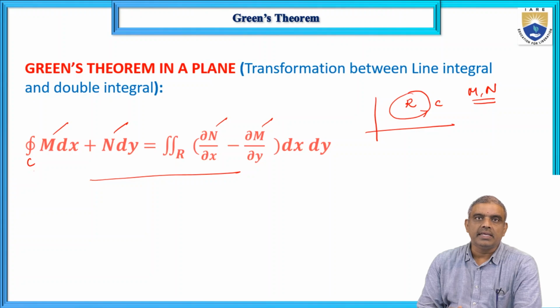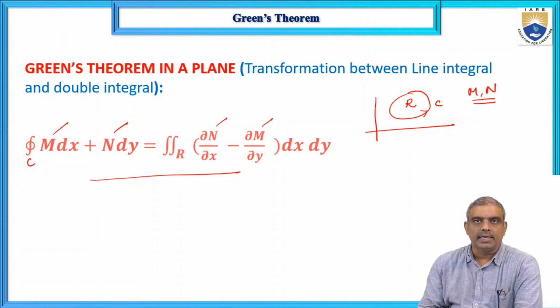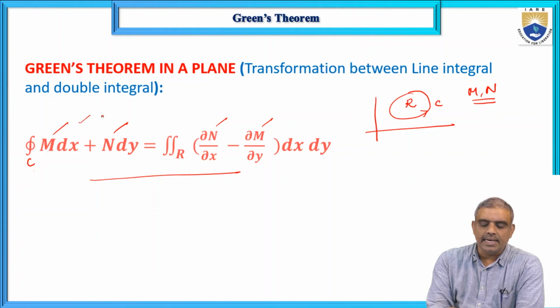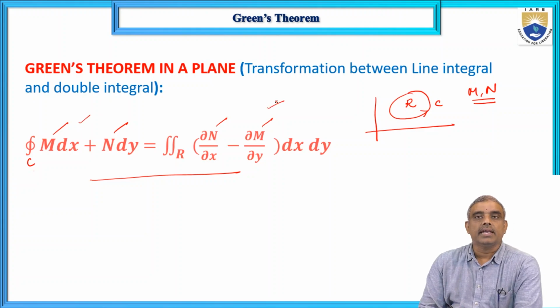So how to verify the Green's theorem? Verification problem means you have to show that the left hand side line integral and right hand side double integral are the same, then we can say that the Green's theorem is verified.